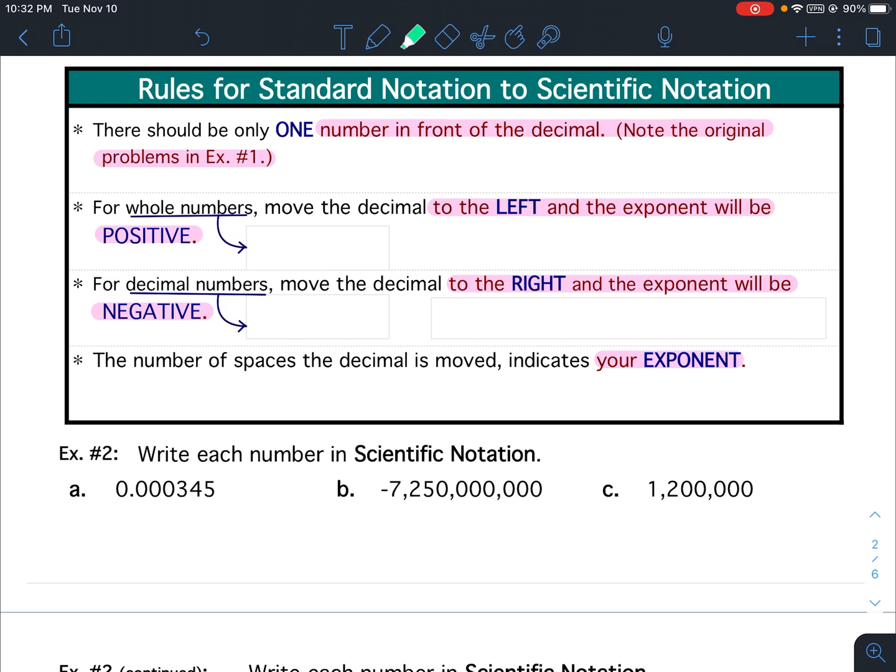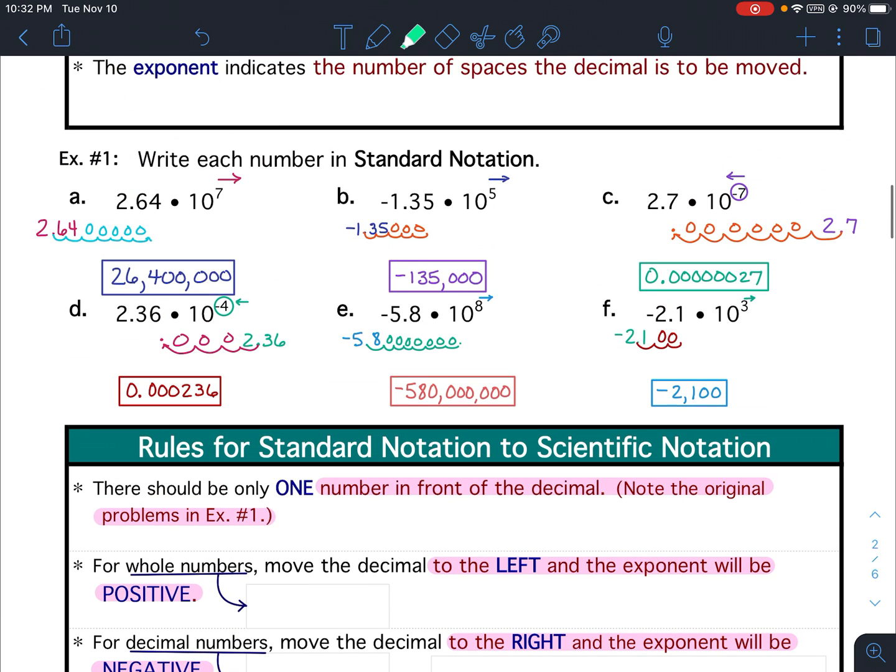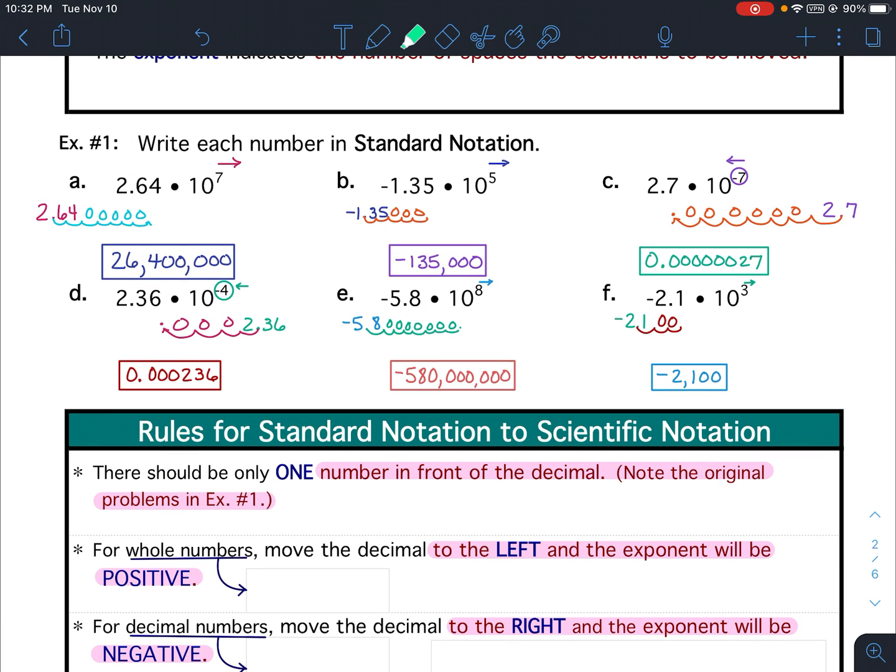Okay. So first, there should only be one number in front of the decimal. If we go back to example 1, the original problems were all scientific notation. One number in front of the decimal. So again, scientific notation has only one number in front of the decimal.